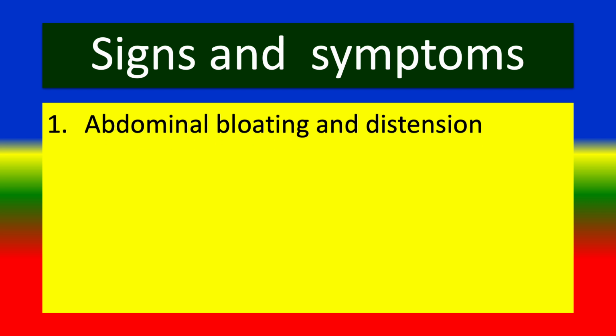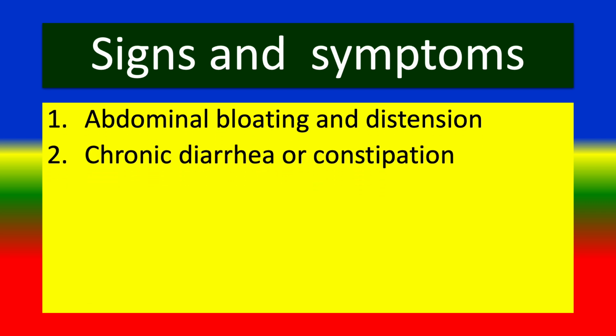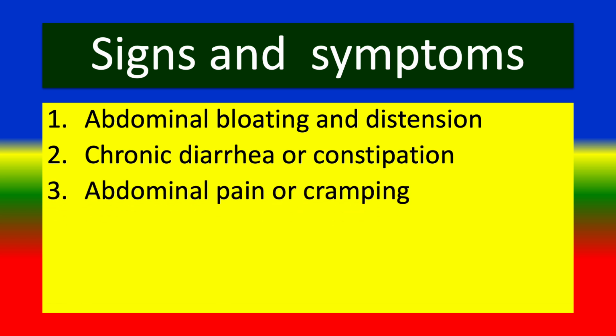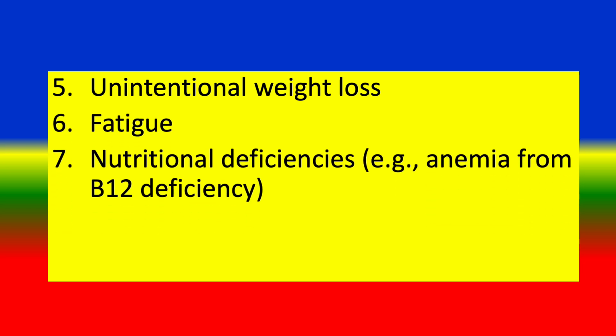Signs and symptoms. 1. Abdominal bloating and distension. 2. Chronic diarrhea or constipation. 3. Abdominal pain or cramping. 4. Excessive flatulence. 5. Unintentional weight loss. 6. Fatigue. 7. Nutritional deficiencies, example anemia from B12 deficiency.